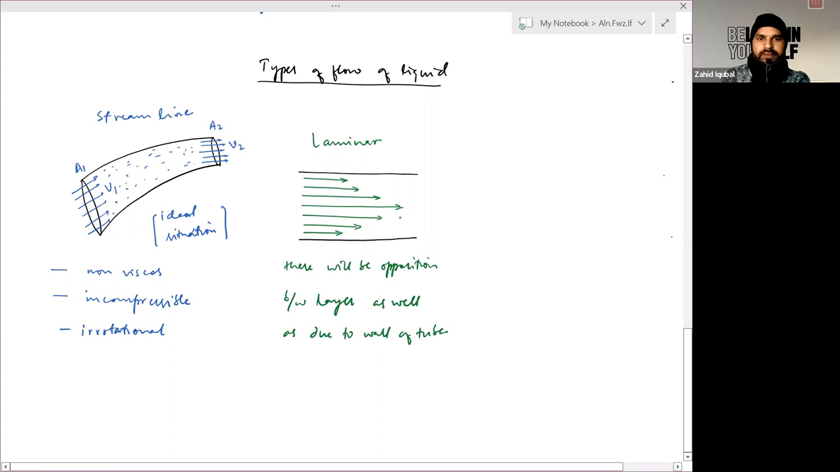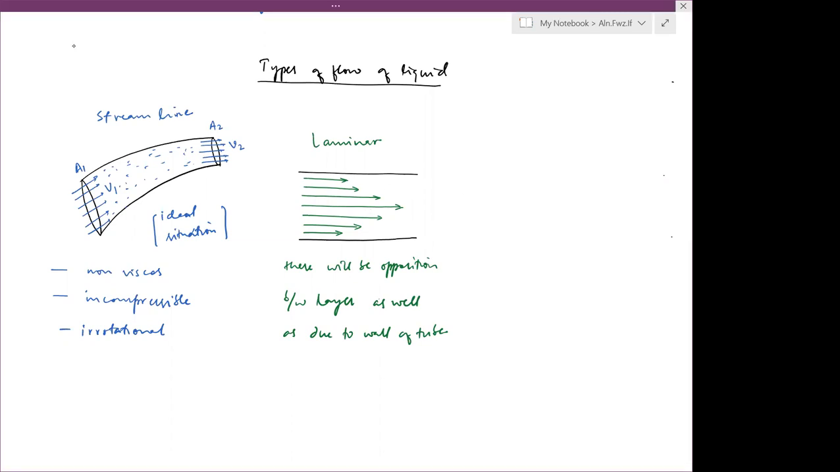So the middle layer will move with maximum velocity and the edge layers will move with the slowest velocity. Is it clear? Yes, sir.